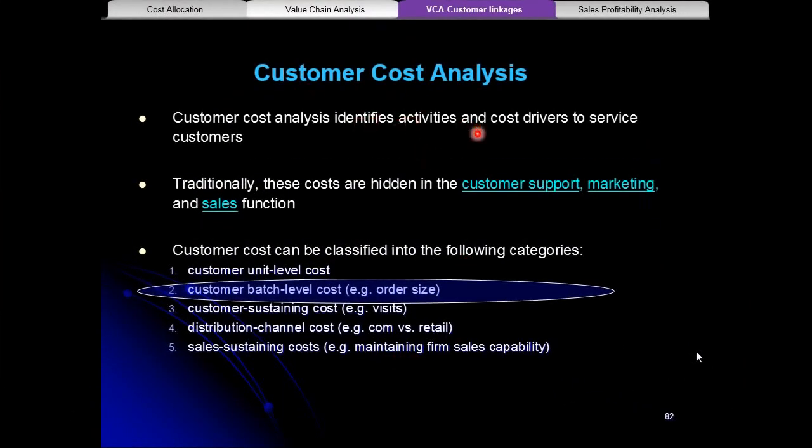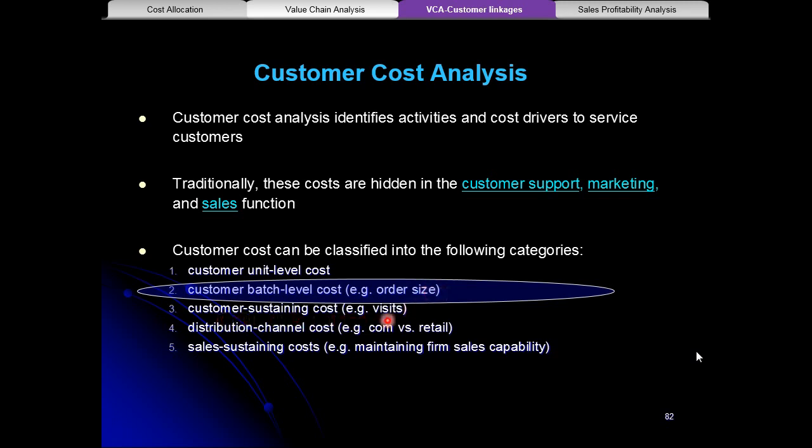In some ways, we can actually batch these different costs into unit level, which is basically how many units each customer orders. Batch level, that is the order size, because some customers may order once or twice a month, but very large orders. Other customers may order 10 or 15 times a month, but very small. You can tell that the latter type of customer is going to cost you more, not less.